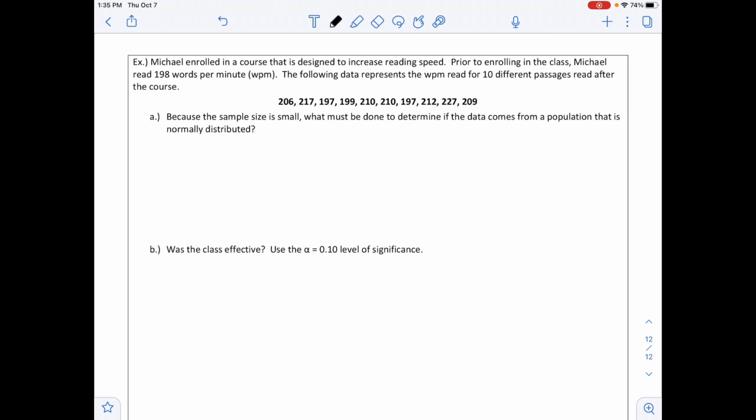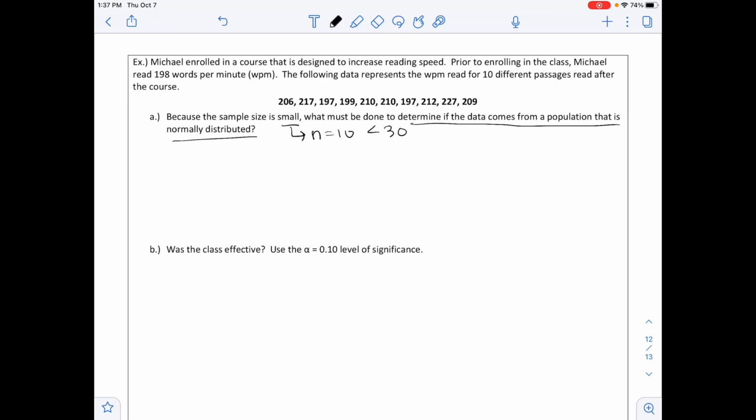So we have an example on the next page, and this one says, Michael enrolled in a course that is designed to increase reading speeds. Prior to enrolling in the class, Michael read 198 words per minute, and the following data represents words per minute read for 10 different passages he read after the course. Part A says, because the sample size is so small, and our sample here we only have n equal to 10 passages, which is definitely less than 30, how do you determine if data comes from a population that is normally distributed?